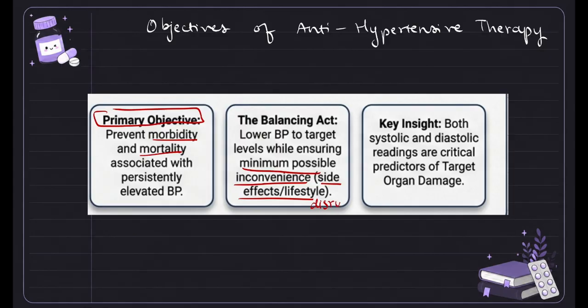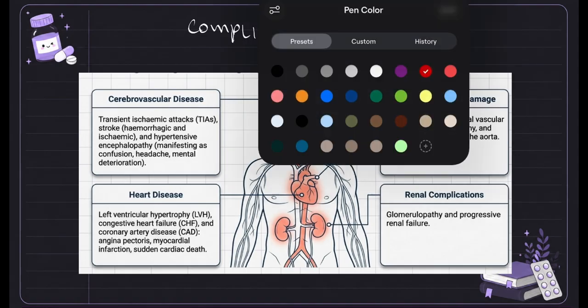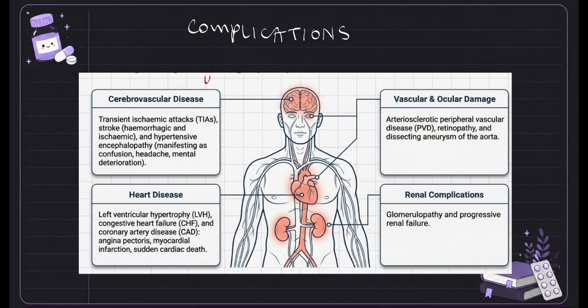It's also important to note that both the top systolic number and the bottom diastolic number are critical. They are independent predictors of harm. So, comprehensive control of both numbers is absolutely essential. You might be wondering, how exactly does this high pressure cause harm? Uncontrolled blood pressure systematically degrades the body. We call this target organ damage.